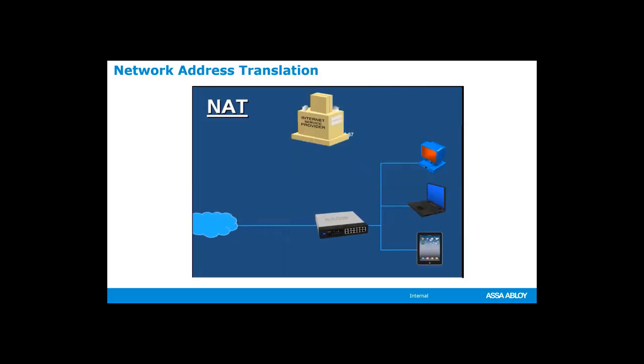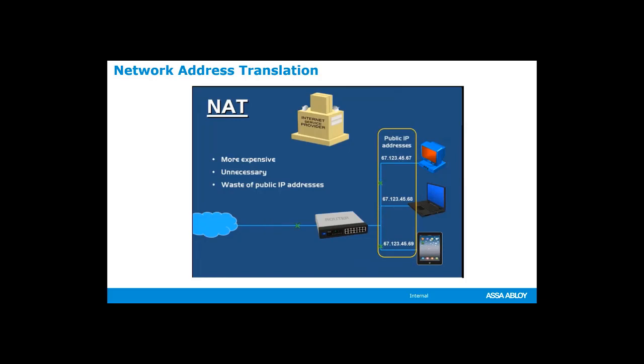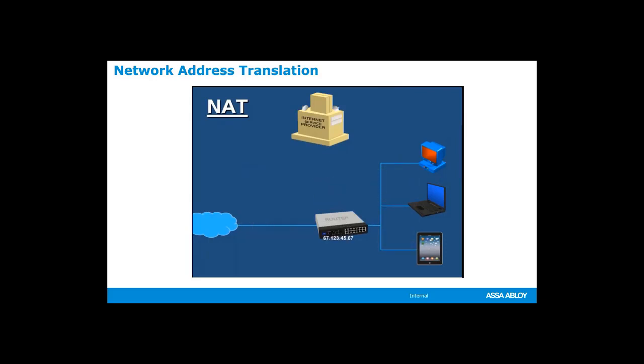Now, you could contact your internet service provider and ask them for additional public IP addresses for all of your devices, but that's going to be more expensive, unnecessary, and more importantly, it would also be a waste of public IP addresses. And let's face it, if every device in the world had their own public IP address, we would have run out of public IP addresses already. So instead, we can have our router assign the devices inside our home or business private IP addresses.